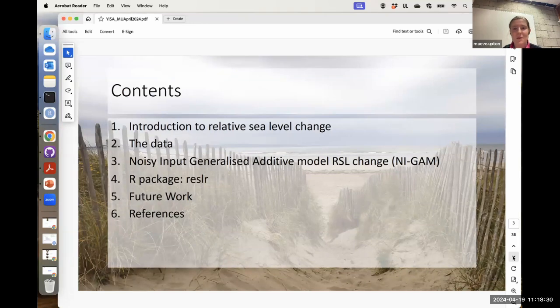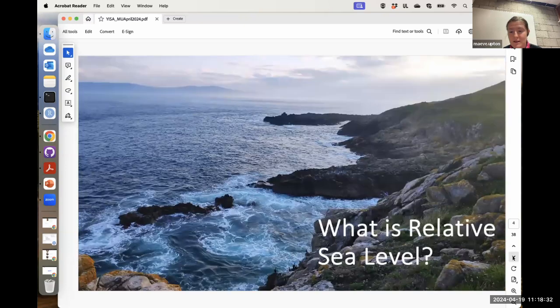So I'm going to start with: what is relative sea level change? I think we have all heard so much in the media about climate change and rising sea levels, especially in Ireland, where 40% of our population is within 5 kilometers of the coast. For today, I'm going to focus on the North American Atlantic coastline, but similar processes can be applied to Ireland and further afield.